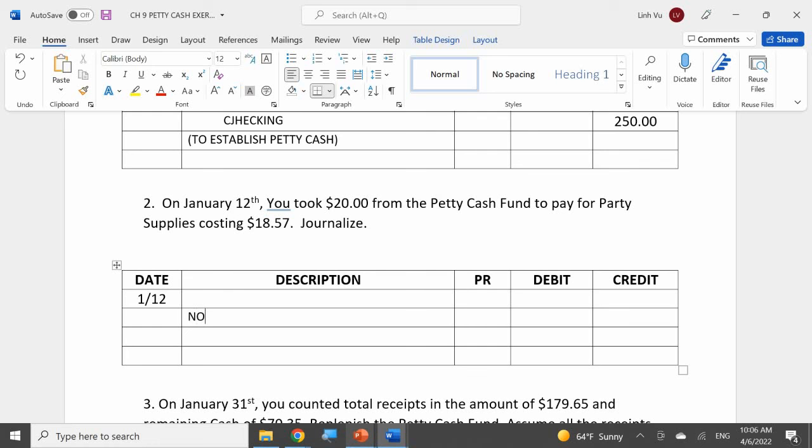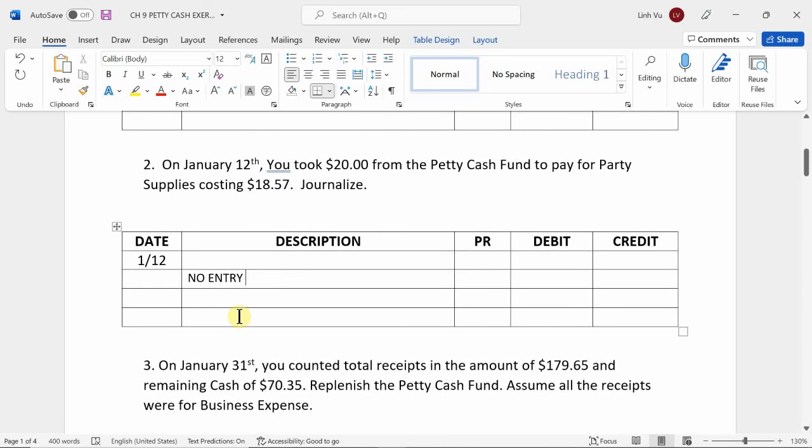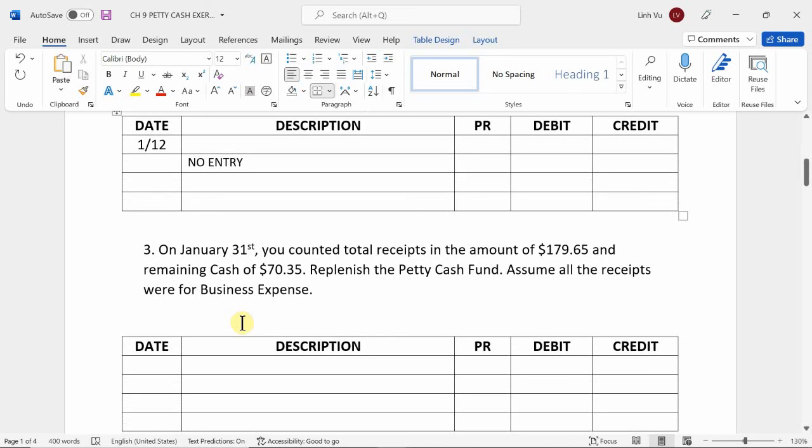So in this case, no entry necessary because you cannot journalize money taken directly out of the petty cash, because then the amount in your petty cash will never be the same. You want to hold the petty cash drawer to a total right now of $250. If you're taking money out of the petty cash drawer, you're essentially decreasing it, and your petty cash would be less than what you established it for. Okay? So no entry necessary there. Okay, you wait till the end.